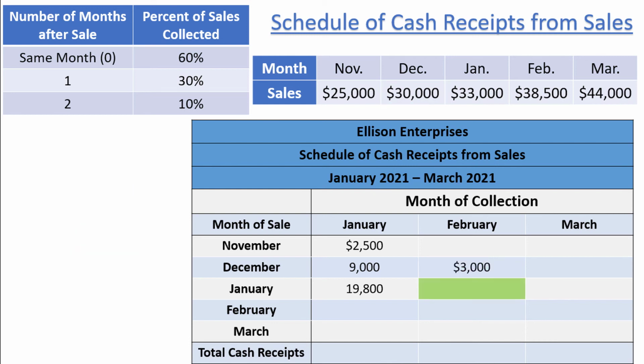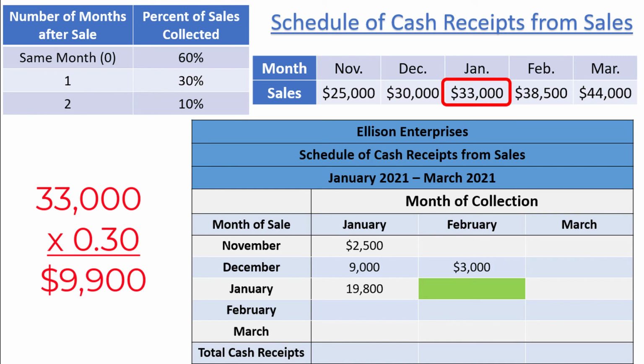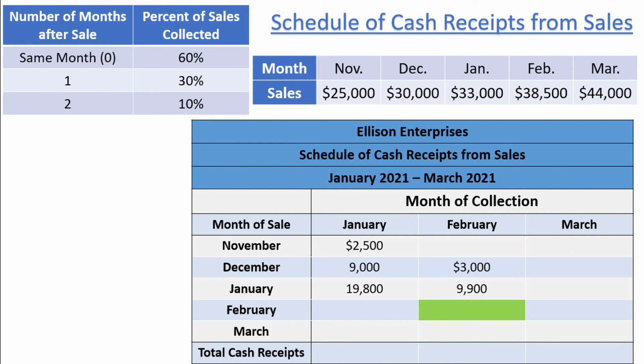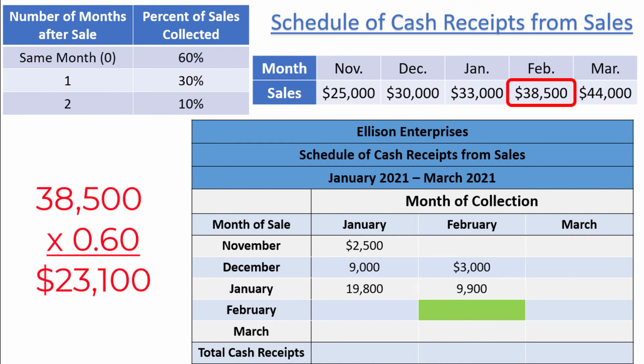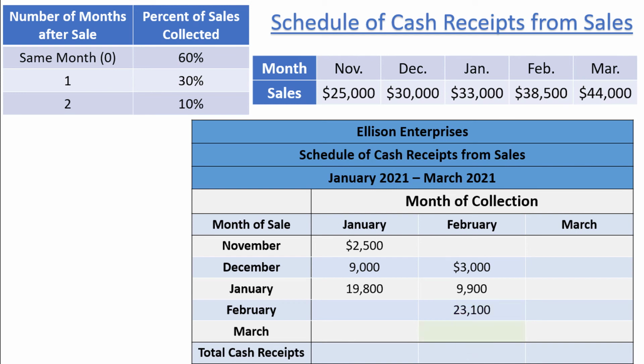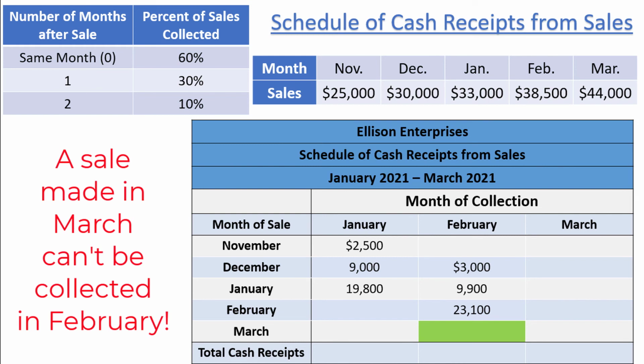For the January sales collected in February, the 1-month difference tells us that 30% of these sales should be collected. 30% of the $33,000 sales comes to $9,900. For the February sales collected in February, we use 60% of the $38,500 February sales, which comes to $23,100. Hopefully you can verify that February collection of March sales would require time travel, which is not possible with the technology available as of the time of this recording. So we will leave the last row blank for February.